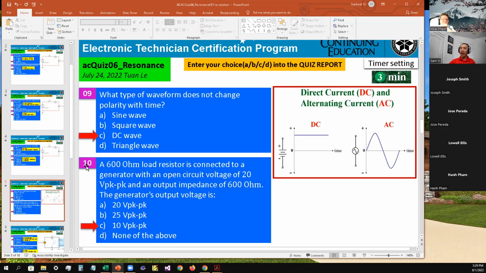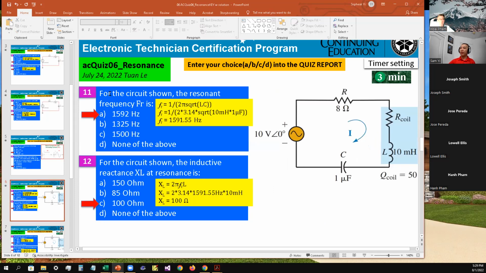For number 11, for the circuit shown, the resonant frequency FR. You substitute that into the formula, so FR comes to 1591.55 kilohertz, so just round it up to 1592. So A for number 11.